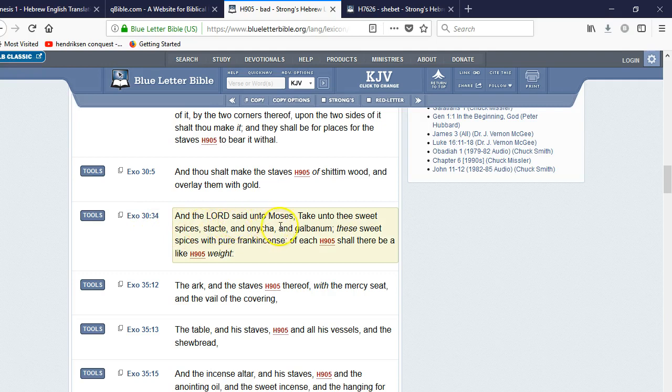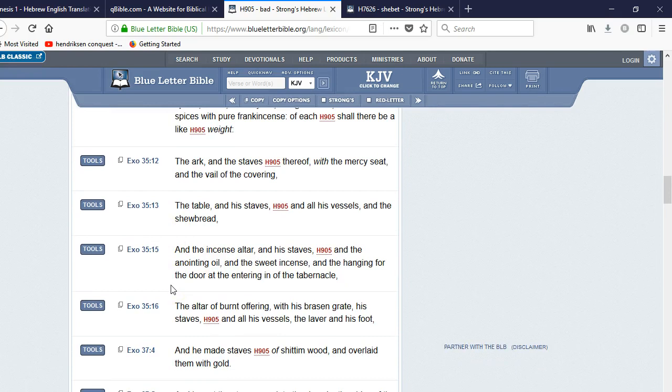Once we get, though, to Exodus 30:34: "And Yahweh said to Moses, Take unto thee sweet spices, stacte, and onycha, and galbanum, these sweet spices with pure frankincense. Of each shall there be a like weight." Listen, guys, that's the same word, bad. That they translate as each, and they translate as like. Now you tell me that there's any sort of consistency going on here.